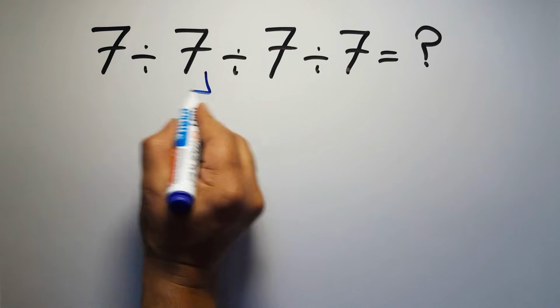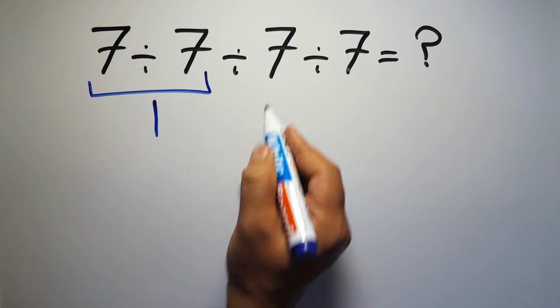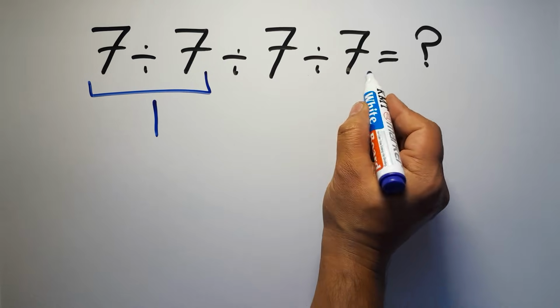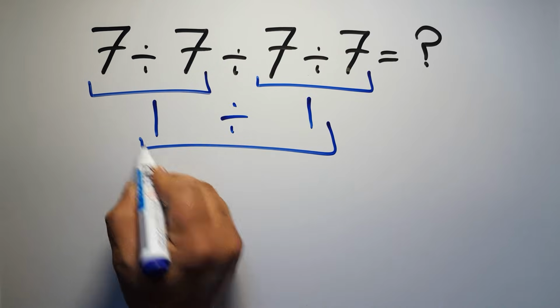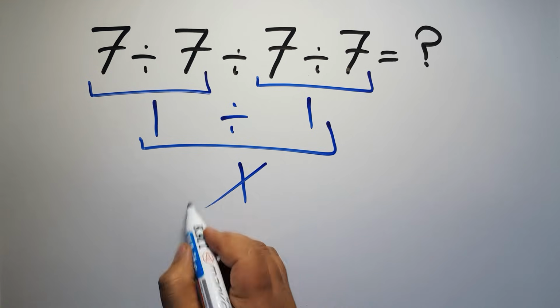7 divided by 7 equals 1. And again here we have 7 divided by 7. So 1 divided by 1 is just 1. But this answer is not correct.